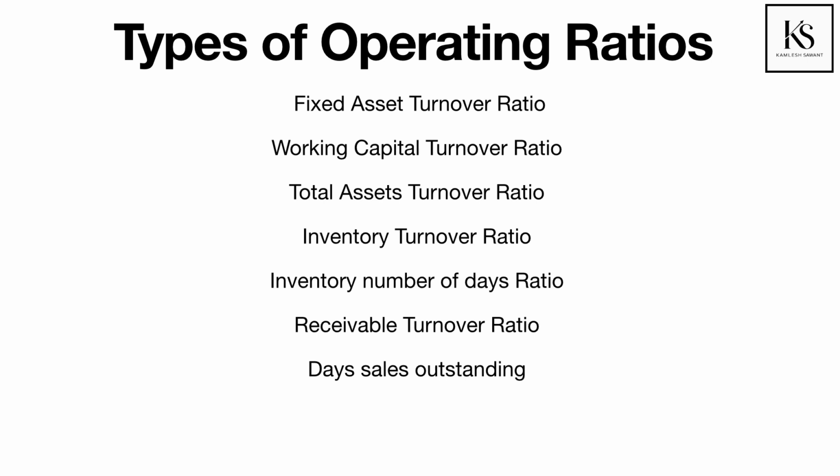To get a true sense of how good or bad the operating ratios of a company are, one must compare the ratios with the company's peers or competitors, or these ratios should be compared over the years for the same company.